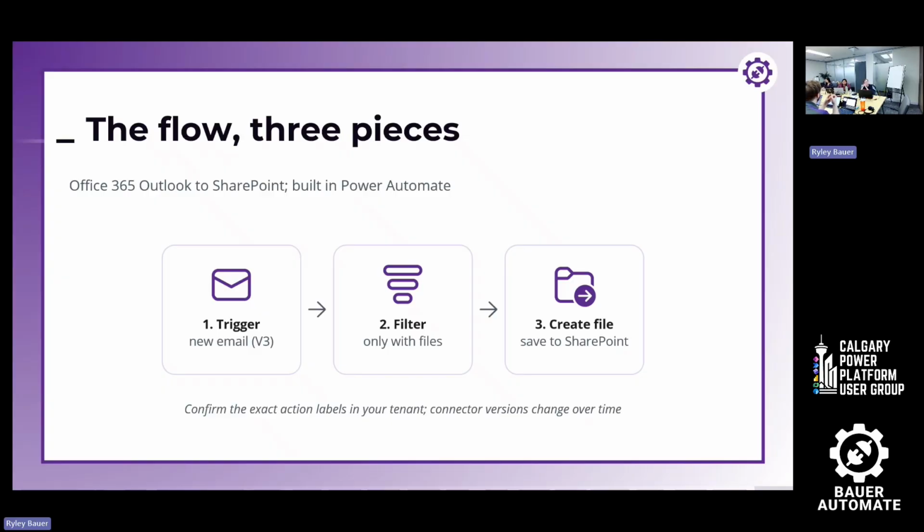We have a trigger when an email arrives and it has attachments. We create a file on SharePoint and we put a condition in the middle for a quick filter that said, if this is an inline attachment, we don't want it. We just want the real attachments. So that drops our pictures as well. And we save our file on SharePoint.